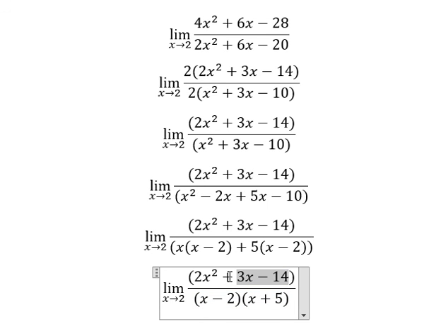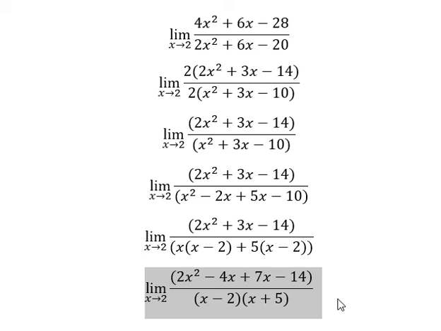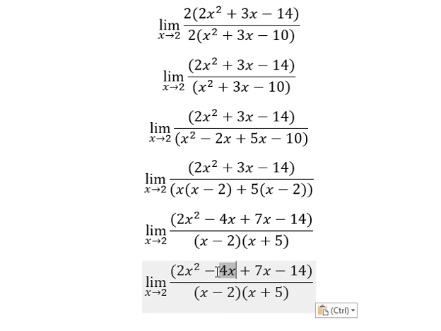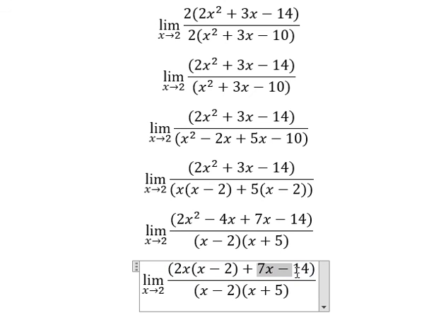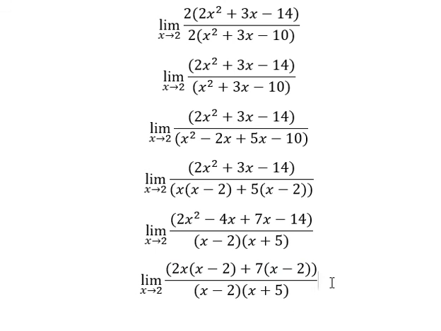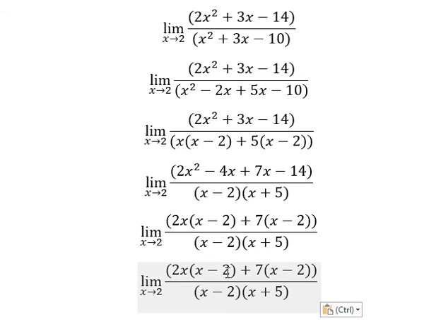Now we do the similar for this one. I will put negative 4x plus 7x. This one we can do factorization by 2x. This one we can do by number 7. So s minus 2, we can do another factorization.